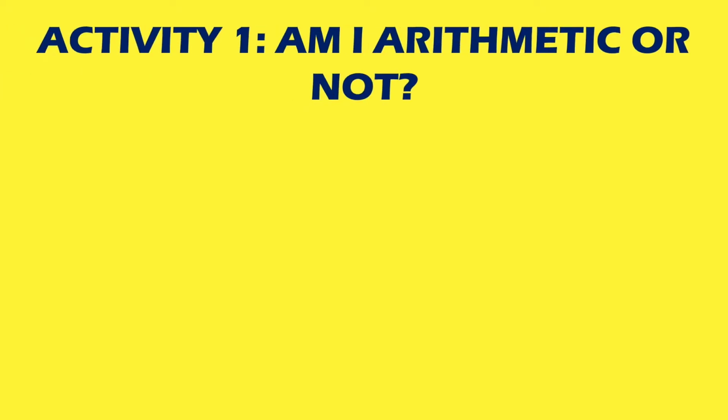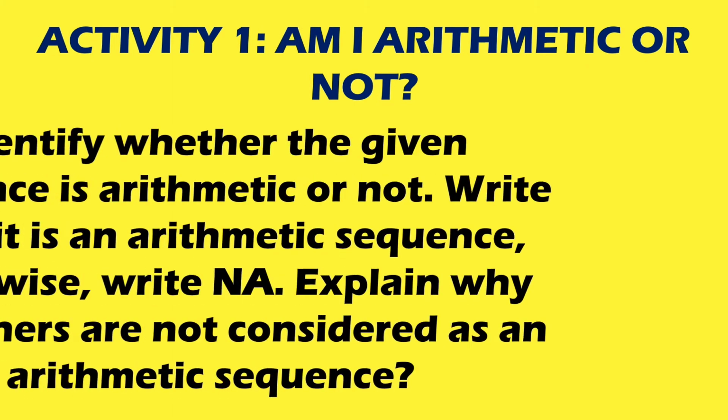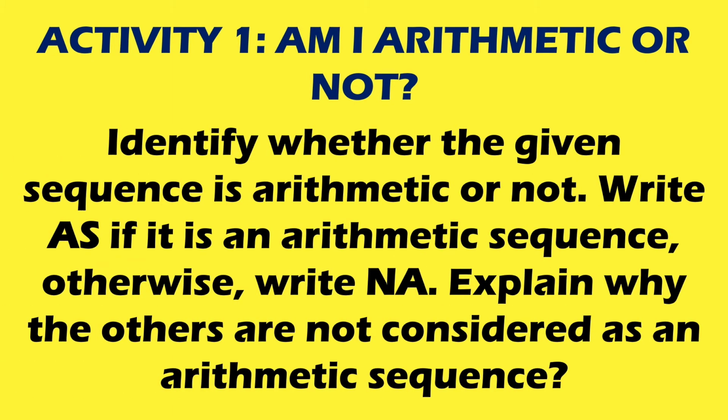Let's begin with the first activity: Am I arithmetic or not? Identify whether the given sequence is arithmetic or not. Write AS if it is an arithmetic sequence, otherwise write NA. Explain why the others are not considered as an arithmetic sequence. Remember, an arithmetic sequence is a sequence obtained by adding or subtracting a constant term from one term to another, and it is called the common difference.